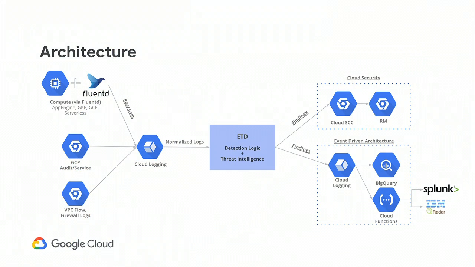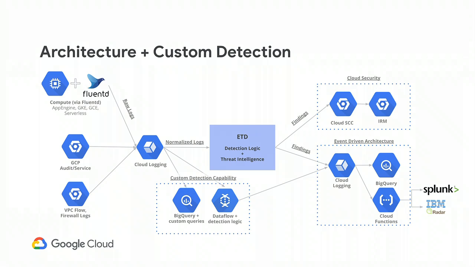So this is what the architecture looks like for the GCP land. Compute logs via FluentD on top, GCP audit logs in the middle, VPC flow logs on the bottom, and there's more to come here in GCP as well. Cloud logging into ETD into your subsequent systems. For on-prem, for custom detection.